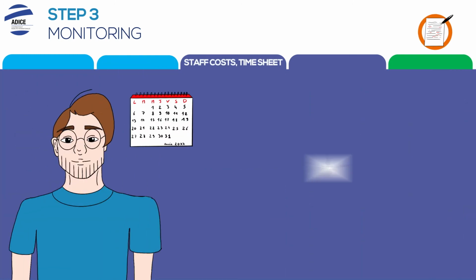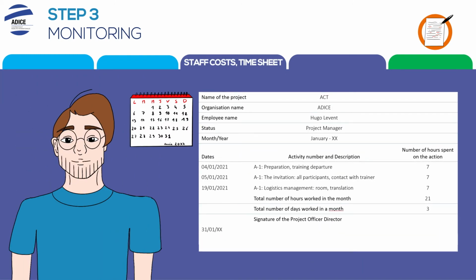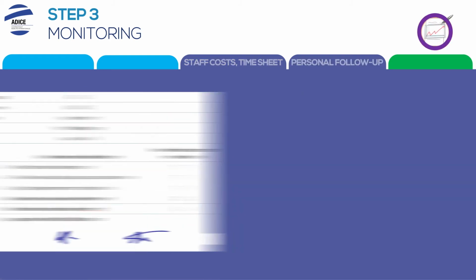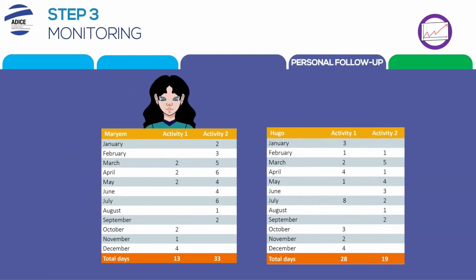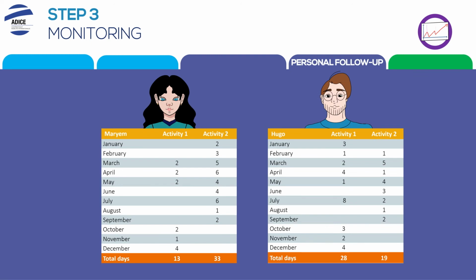To monitor staff costs, set up timesheets, informing each employee of the number of days planned for each activity. Have them signed by the employees and their manager at the end of each period. Count the days spent per month on the action and report the result in the monitoring table.